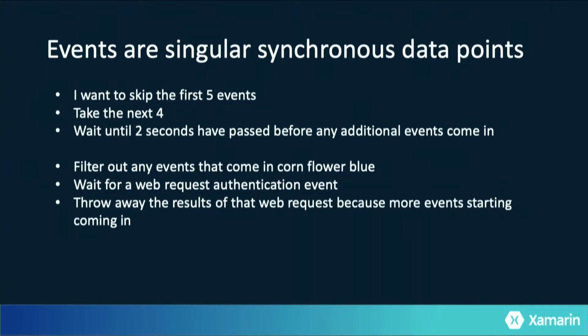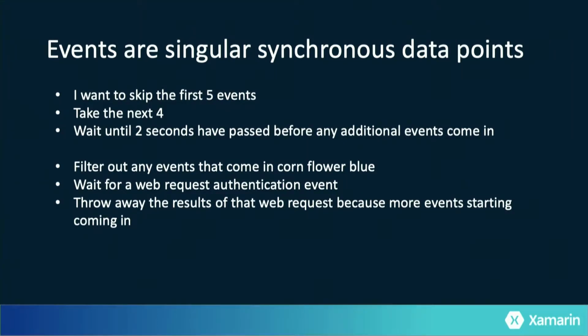So what if you want to do something very exciting? What if you want to skip your first 5 events and then only care about the next 4? Then you want to debounce the events. So if they're typing super fast, only wait 2 seconds. Then you want to filter out any events that are cornflower or blue, just because it's a horrible color, possibly. And then you want to kick off a web request, and then they start over, so you want to just throw that away. This type of pattern is very common as far as your event management, especially in MVVM frameworks and things that are more UI-based.